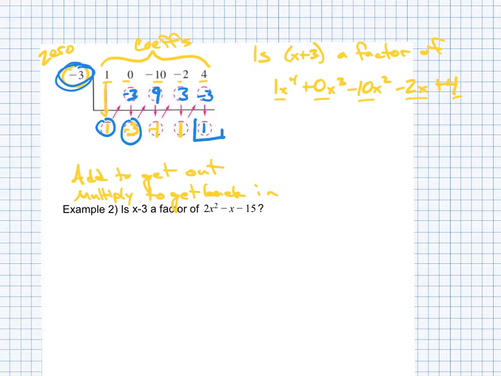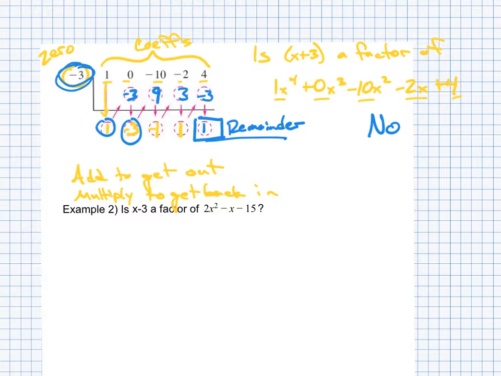In synthetic division, this final entry represents the remainder. So in this case, since we have a remainder of 1, the answer to the question is no. And what would we do at this point? We would have to find another potential factor and do some division again.